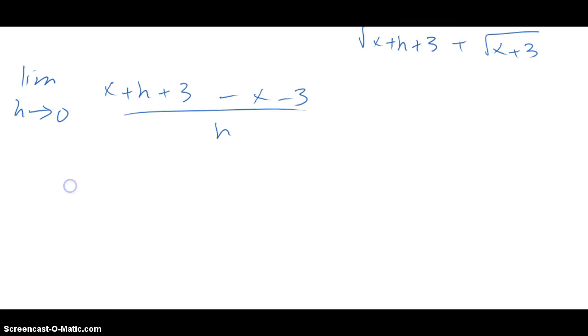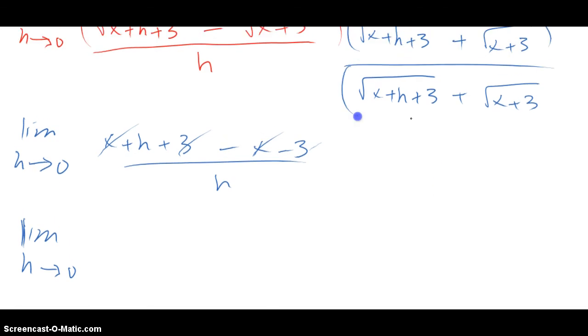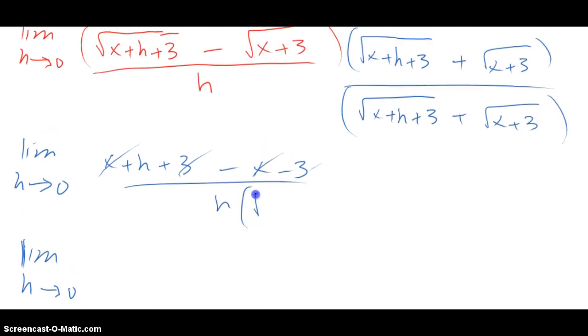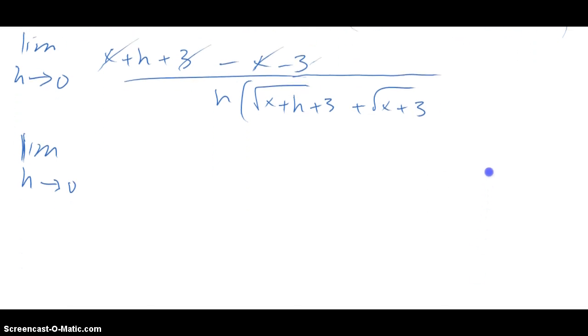And now that's going to simplify to, let's see, limit as h goes to 0. Well, the x's are going to cancel, the 3's are going to cancel. Oh, you know what? I forgot a whole piece of this here. Look at that. I forgot to write all of that in. So that's going to be the square root of x plus h plus 3 plus the square root of x plus 3. Man, I really nearly messed up that problem.